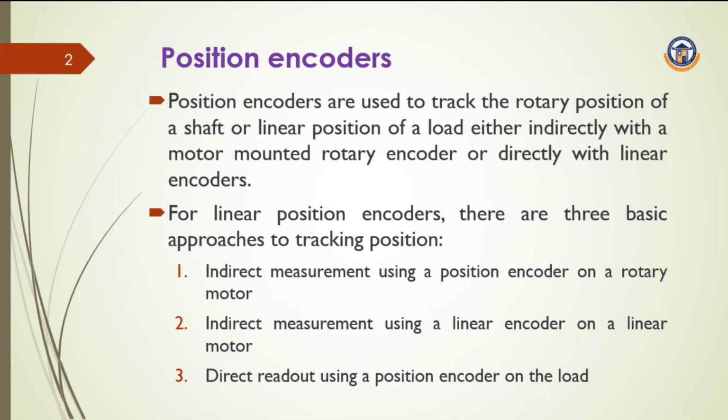For linear position encoders, there are three basic approaches for tracking the positions. In the upcoming slides, we are going to see about the linear position encoders and how the position is measured by using them. So there are three measurement techniques: indirect measurement technique using a rotary motor, indirect measurement technique using a linear motor and linear encoder, and direct readout of position encoder on the load. Let's see how measurements are done by using the position encoder.